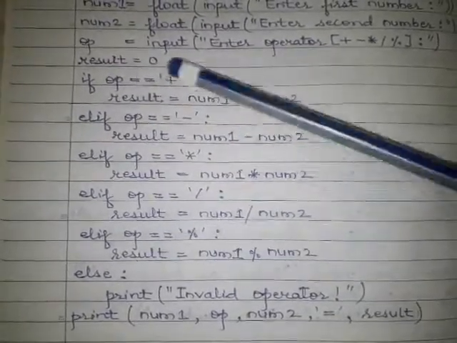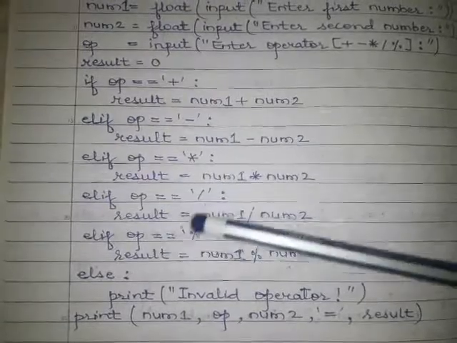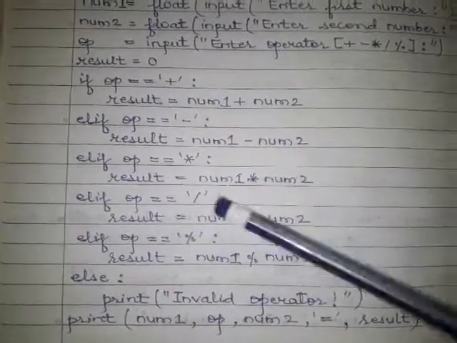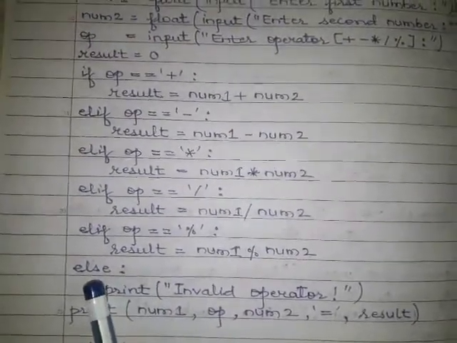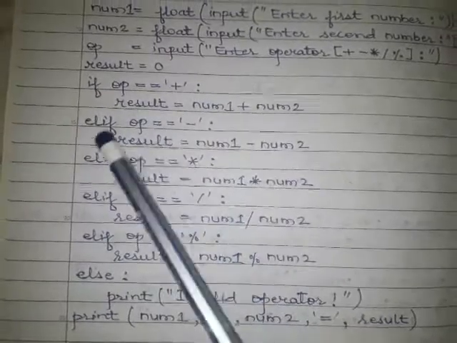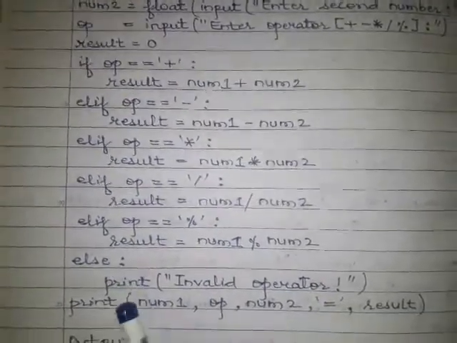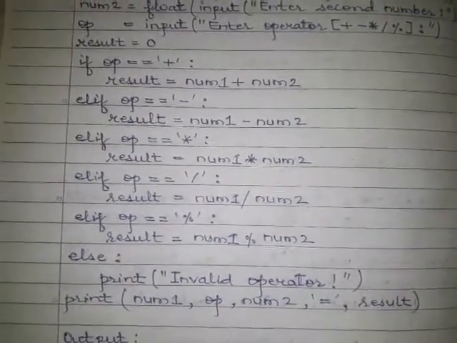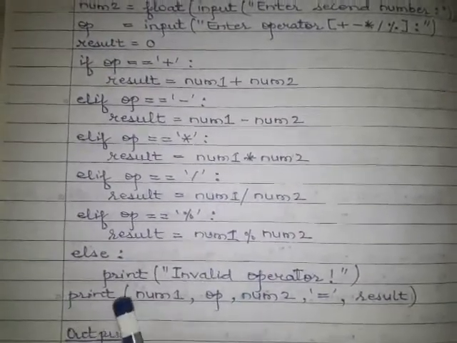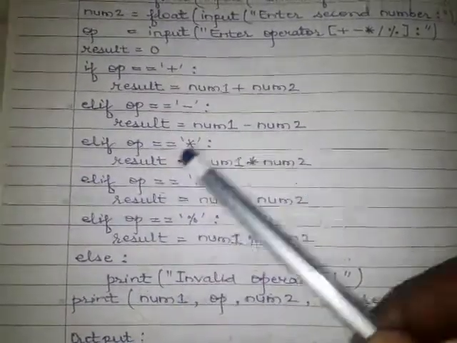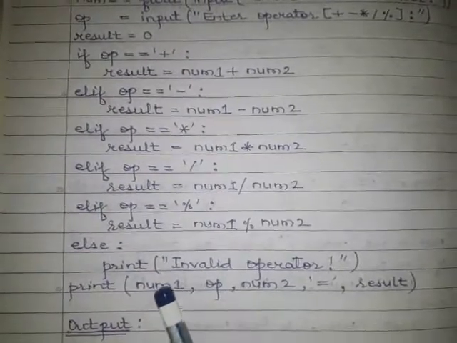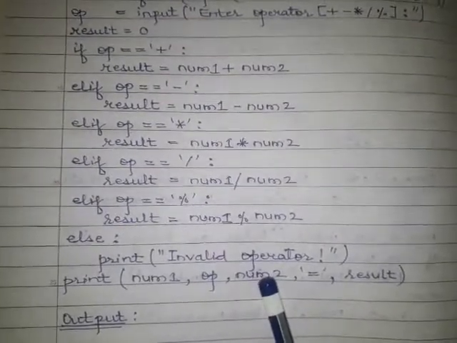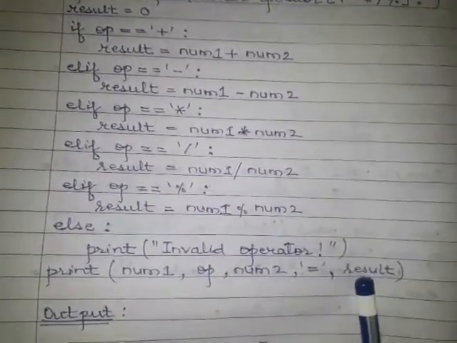If all these conditions are not satisfied and the user has given an operator which is not in our list, the else block will be executed. It means if all these conditions are false, the else block will be executed and a message will be given: invalid operator. And at the last, this statement is always executed after checking all these conditions. Print number 1, the value of number 1 is printed, then the operator used, then number 2, then the equal to sign, then the value of result.